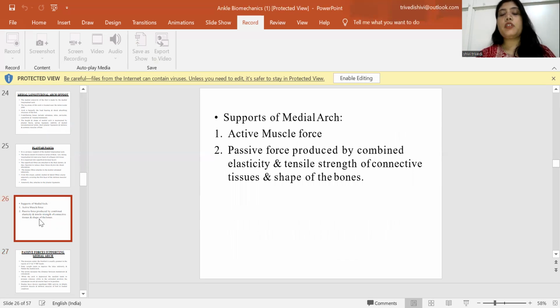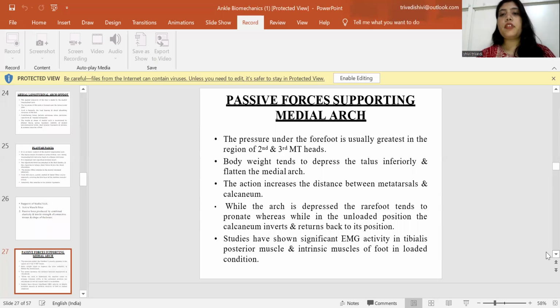Support of the medial arch comes from active muscle force and passive forces produced by the combined elasticity and tensile strength of connective tissues and the shape of the bones. Now, passive forces supporting the medial arch: the pressure under the forefoot is usually greatest in the region of the second and third metatarsal heads.